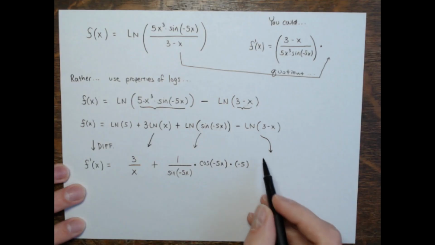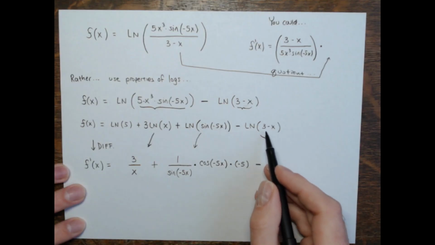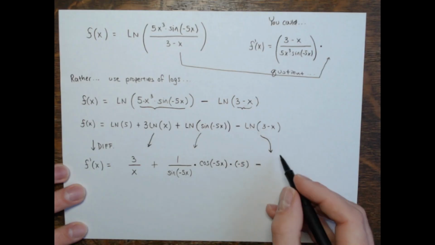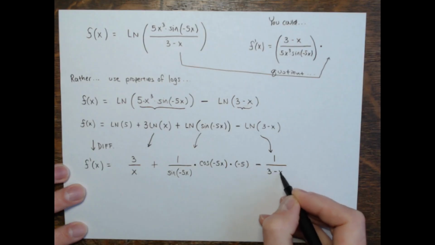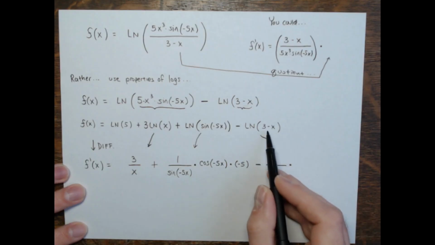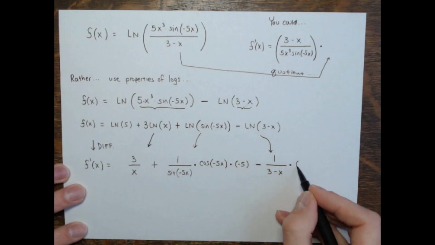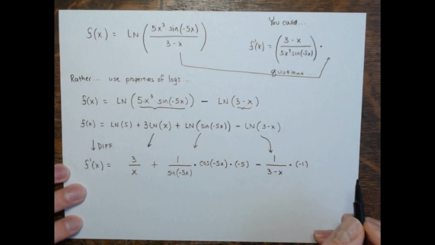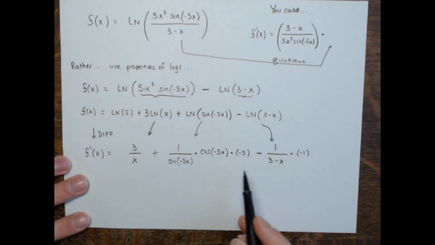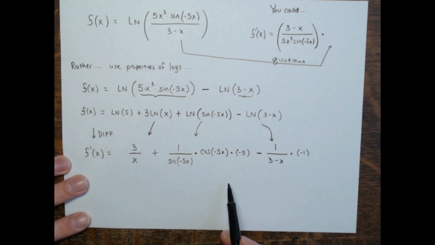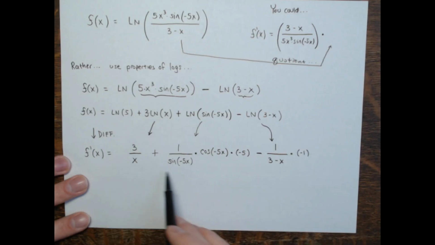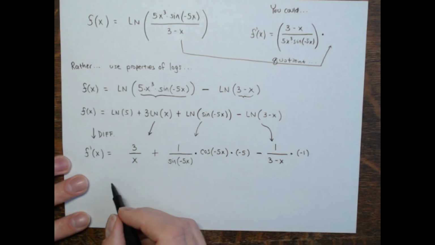And then the last one, you got minus. Again, the derivative of the natural log of something is 1 over that thing, so 1 over 3 minus x, but then times the derivative of the expression inside. The derivative of 3 minus x would just be negative 1. And I can simplify this a tad. Now, again, if you want to type this in as it is, that should be fine. This should be totally valid, totally acceptable.